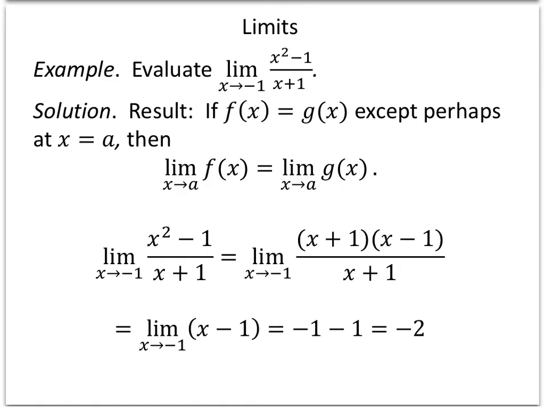Well, now this is a continuous function. Okay, it's linear, and since it's linear, we can use direct substitution. Because it's continuous, I can just substitute -1 in for x. That's where that -1 comes from. And so we have -1 minus 1, which is -2.